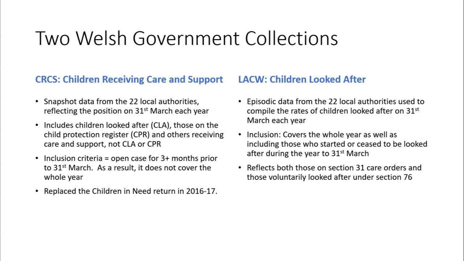So the second Welsh Government collection is the Children Looked After. So this is episodic data, again, from the 22 local authorities, and it's used to compile the rates of children looked after on the 31st of March each year again. So it includes the whole year, as well as those who started or ceased to be looked after during the year to the 31st of March. And the Children Looked After reflects both those on Section 31 care orders and those voluntarily looked after under Section 76.